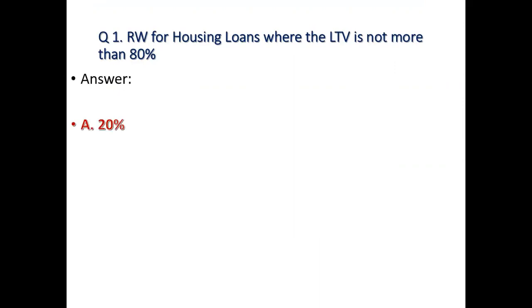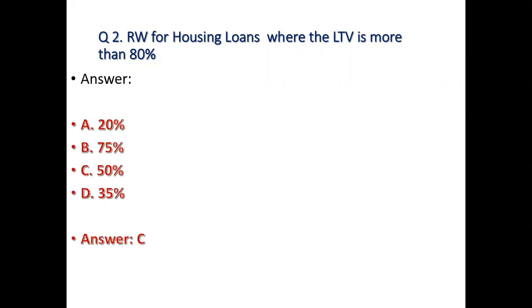Risk weight for housing loan where LTV is not more than 80. Any answer? Risk weight for housing loan where the LTV is not more than 80. Yes, 35%. 35% is the answer. They will give a live example. Housing loan where LTV is more than 80 is now 50%. Okay.